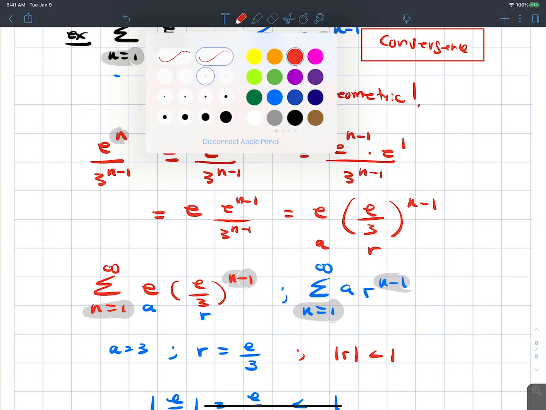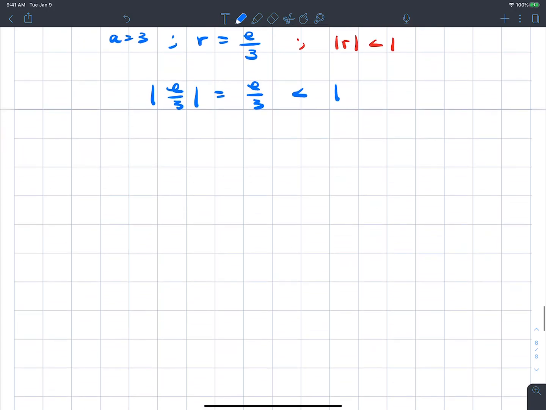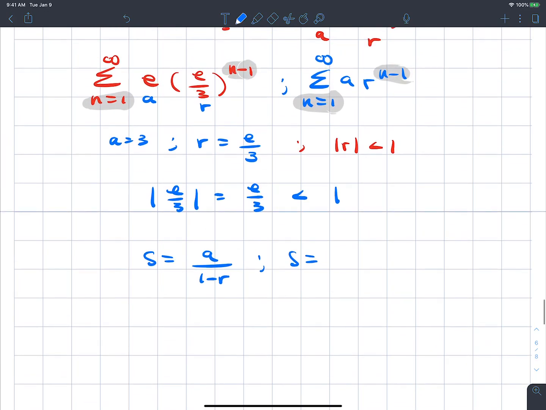And they ask us, hey, if it's convergent, what's the sum? Well, my sum formula is A over 1 minus R. So A here again, you say, what is A? Go back. A is not 3. A is E. A is right here. So this is E over 1 minus, and you say, well, what is R? R is right here. It's E over 3.